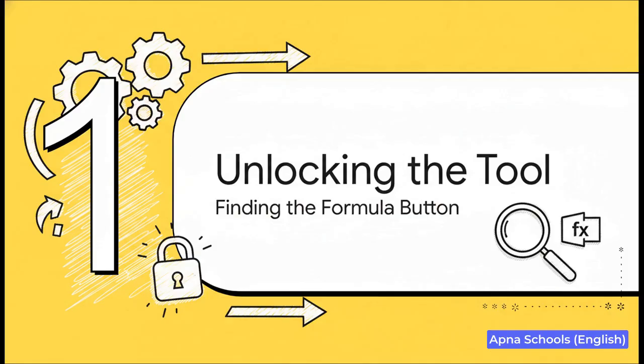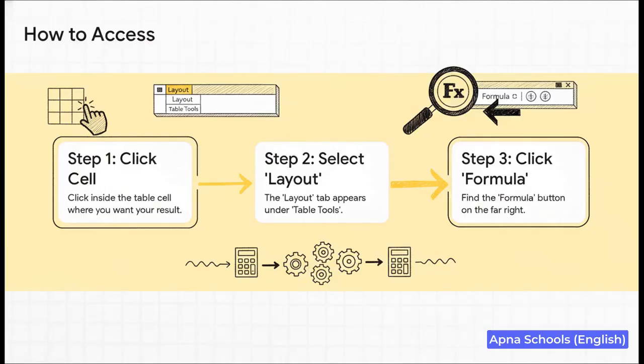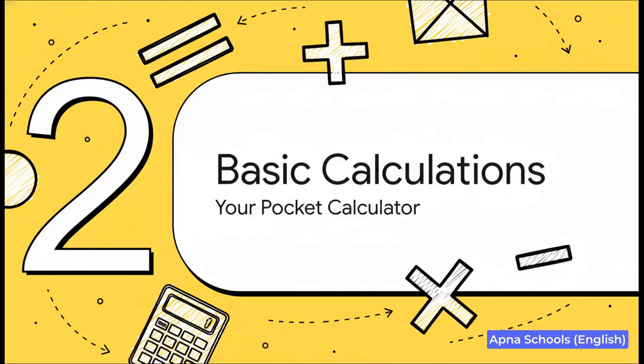How do you actually get to it? The good news is it's incredibly easy once you know where to look. It's just 3 simple steps. First, just click into the empty cell in your table, where you want the answer to go. The second you do that, you'll see those Table Tools options pop up at the top of the screen. From there, you click on Layout, and then look way over on the far right, and there it is, the Formula button. Go ahead and click that. So now that we've found it, what can this thing actually do? Let's take a look at the most common, most useful calculations you can start using right away.